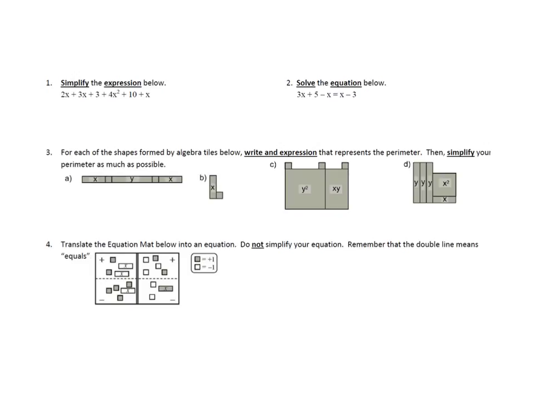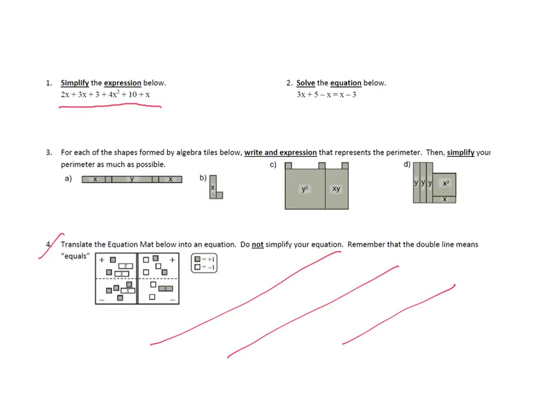Okay, on page 2, I want to emphasize that we are not doing 4. So, don't do 4. Number 1, however, says simplify the expression below. Well, we got 2x plus 3x plus 3 plus 4x squared plus 10 plus x. Got a lot of stuff going on there.